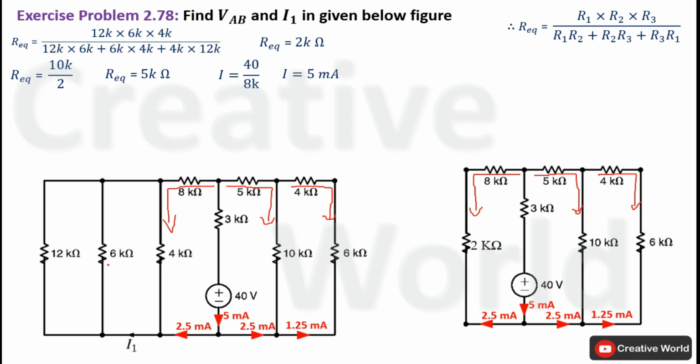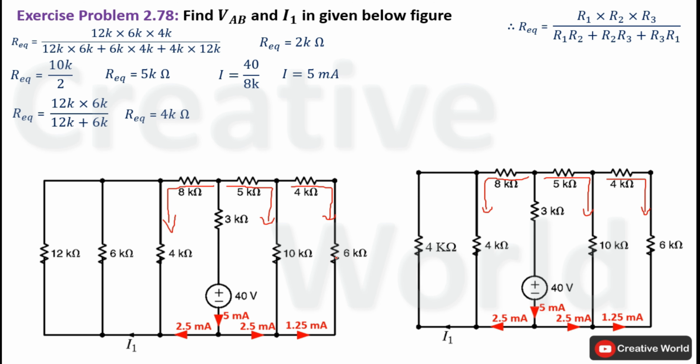For that purpose, we will find the equivalent resistance of these two parallel connected resistances. Their equivalent resistance will be equal to the product of both resistances divided by their sum. Product of 12k and 6k will become 72k square, divided by 12k plus 6k, it will become 18k. 72k square divided by 18k will answer 4k. So we can replace these two parallel connected resistances with a single resistance having the value of 4 kilo ohm. Here is the updated circuit diagram. 12k and 6k is replaced with 4 kilo ohm.